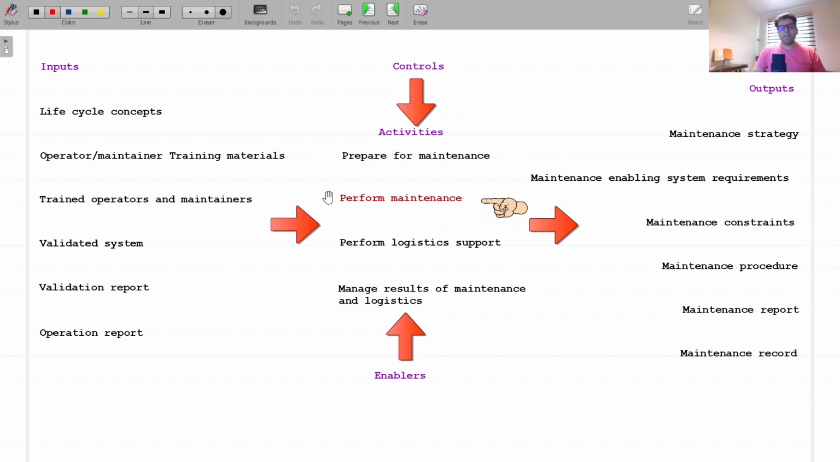Perform maintenance. Develop maintenance procedures for preventive and corrective maintenance. Identify, record, and resolve system anomalies. Restore system operation after a failure. Plan future maintenance by reviewing and analyzing anomaly reports.